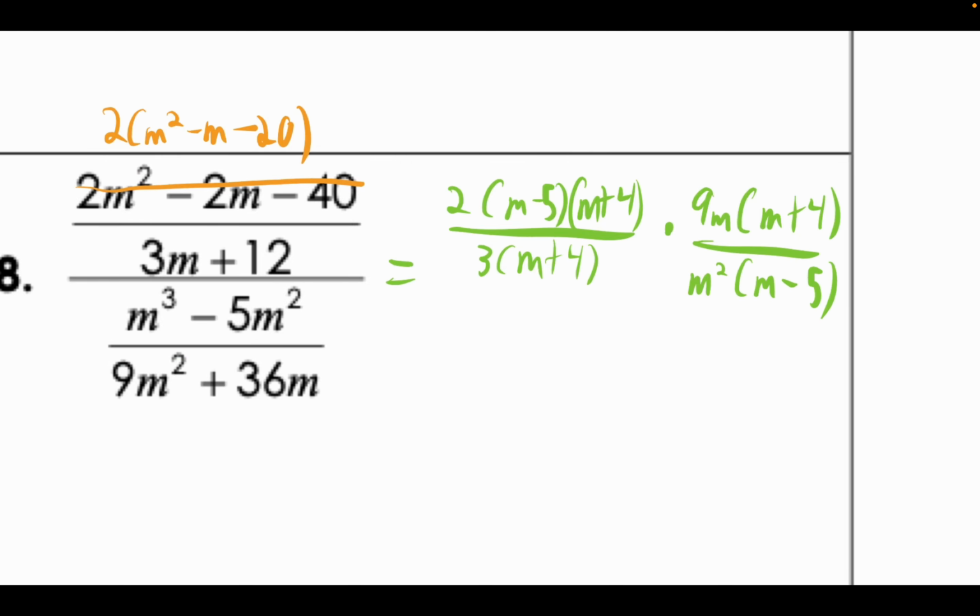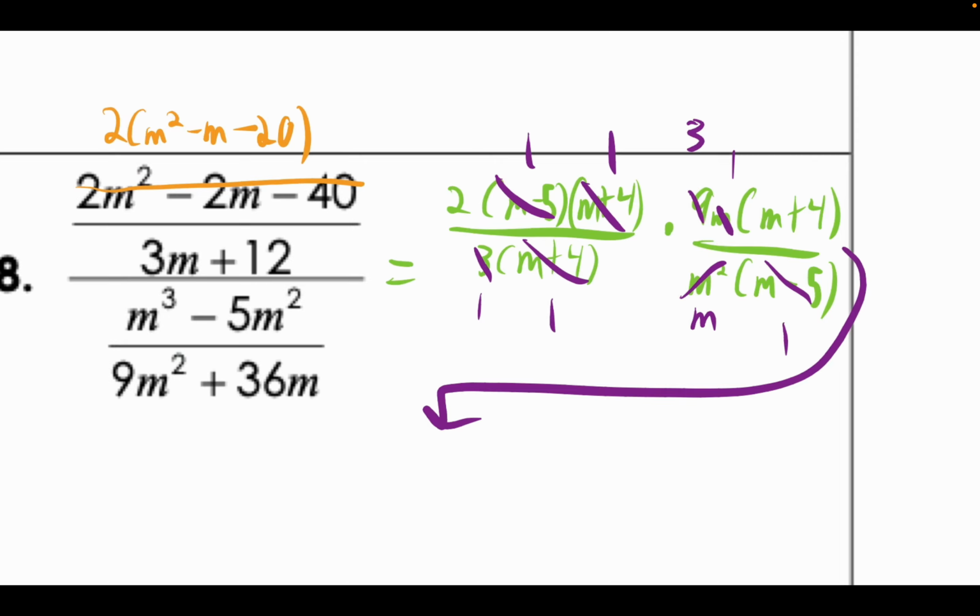Now as I look to reduce everything, now it's all factored out, either vertically or diagonally, I can reduce m plus 4. I can only do the bottom m plus 4 with one of those two. So I'll choose vertically. If you choose diagonally, there's nothing wrong with that by any means. M minus 5 and m minus 5 reduce to 1. And then here 9 and 3 reduce by 3 to become 1 and 3. And this m reduces with m squared to become 1 and m to the first.